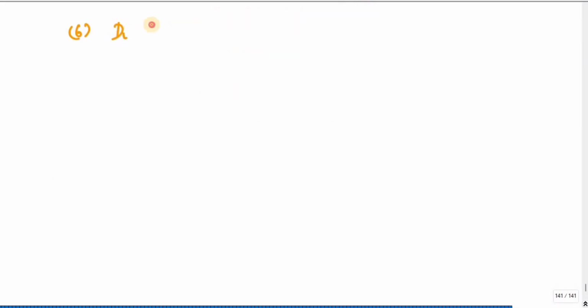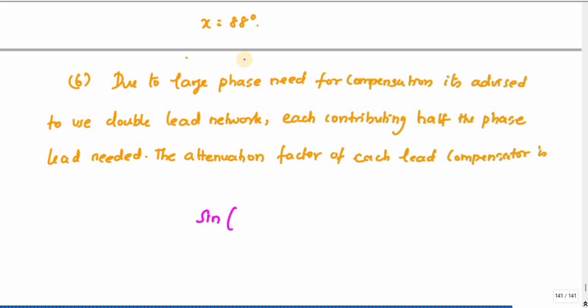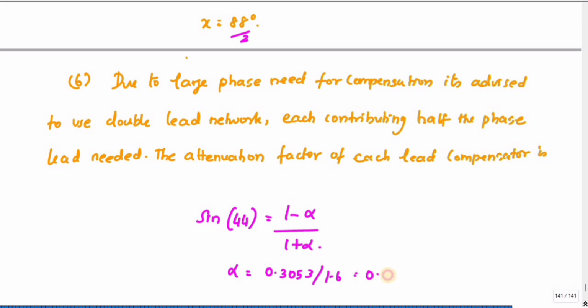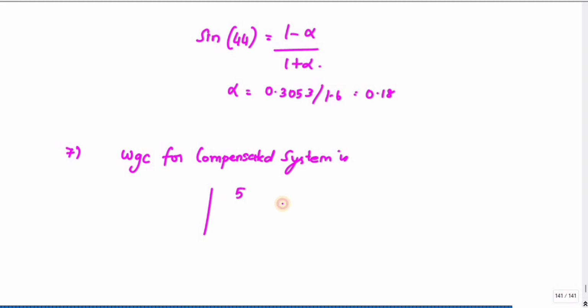So the next question is, due to the large phase needed for the compensation, it is advised we double the lead network, each contributing half the phase lead needed. What is the attenuation factor of each lead compensator? So after lead only, the x value is 88. So sin 44, half of the value of 88 is 44, that is equal to (1 - α) / (1 + α). Alpha is the attenuation factor. So on solving, I will get α = 0.3053 / 1.6. So α is equal to 0.18.